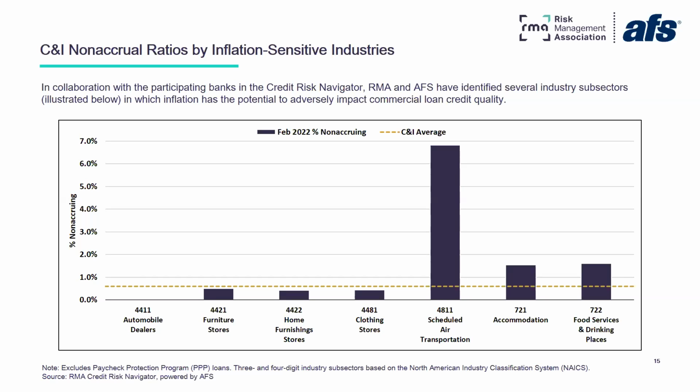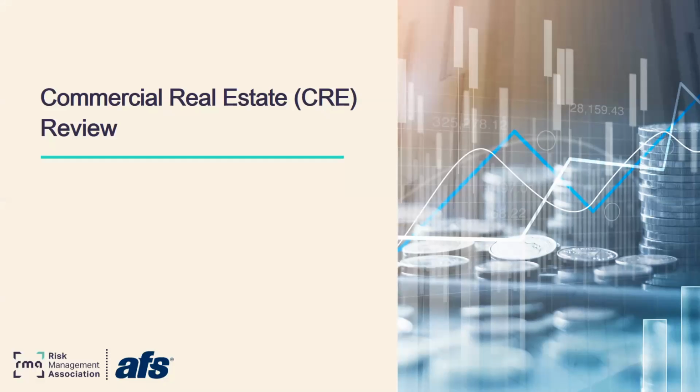And then some of these other industries typically fall into what people call consumer discretionary. Those are the type of industries that are going to suffer, and these are some of the larger ones that you see in that sector. So that's C&I results. So we'll move on to CRE.